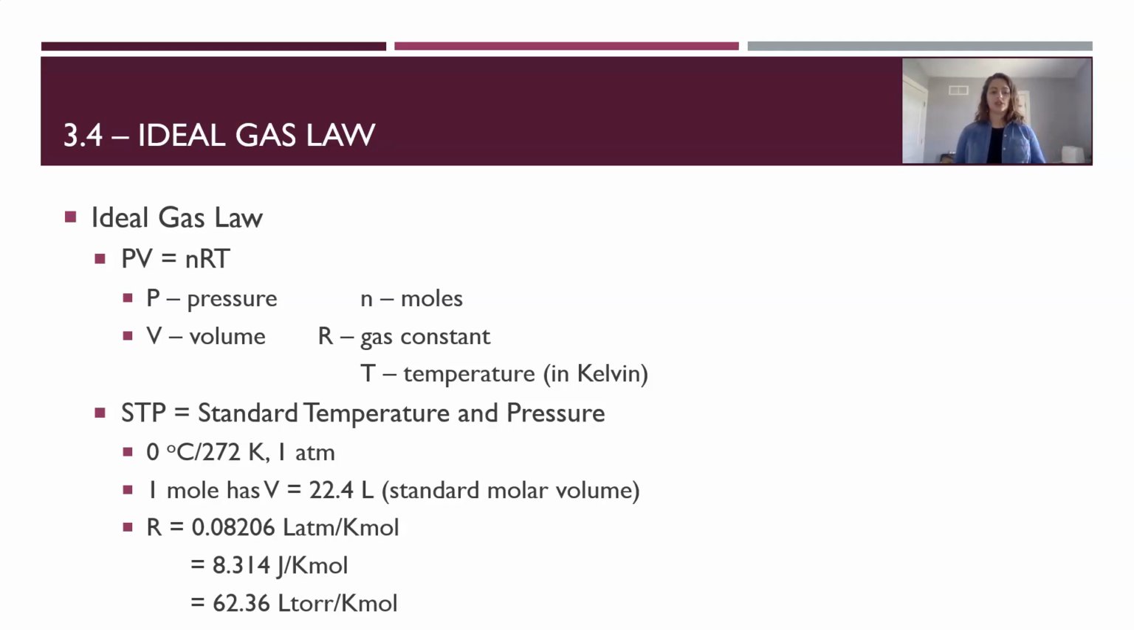And then what turns this into an equation instead of just a relationship is our gas constant, R. At standard, so there's a set of conditions called standard temperature and pressure, or STP. Standard temperature and pressure is 0 Celsius.